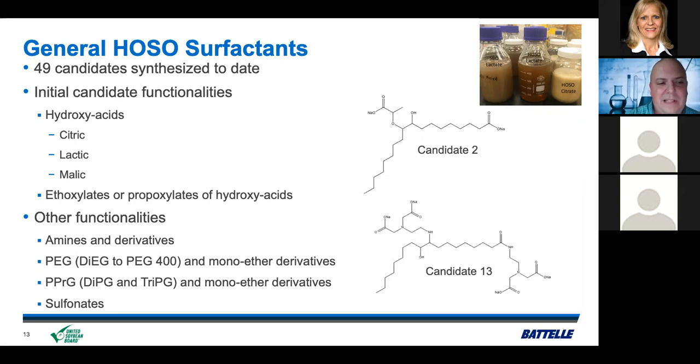Other functionalities we looked at were amines and derivatives such as an oxide, PEGs and PEG monoethers, polypropylene glycol monoethers also, sulfonates, hydroxysultaines, and betaines, and even some glucosides towards the end of work.